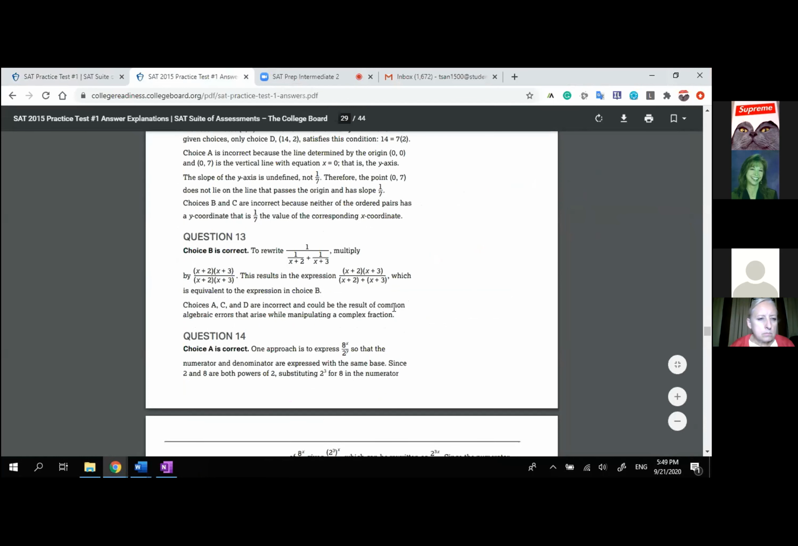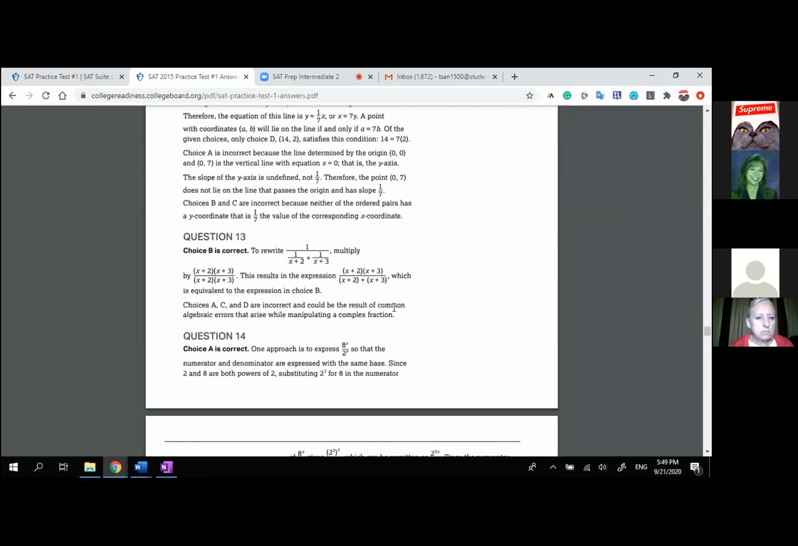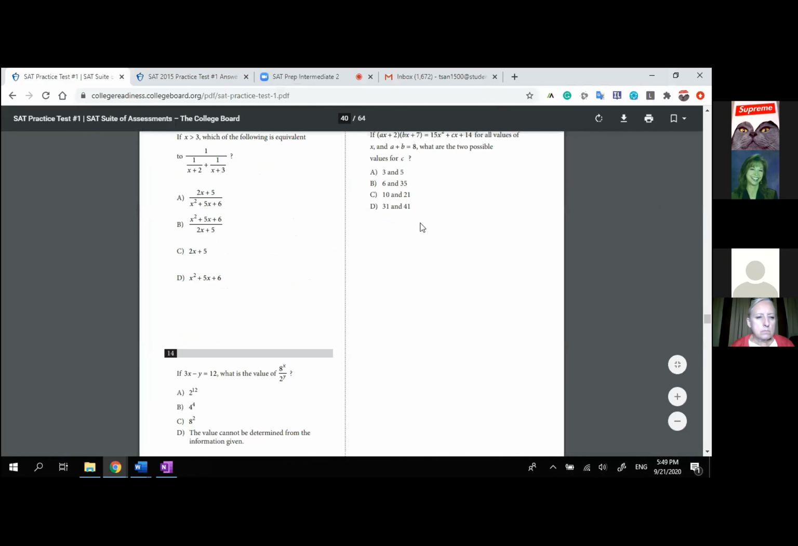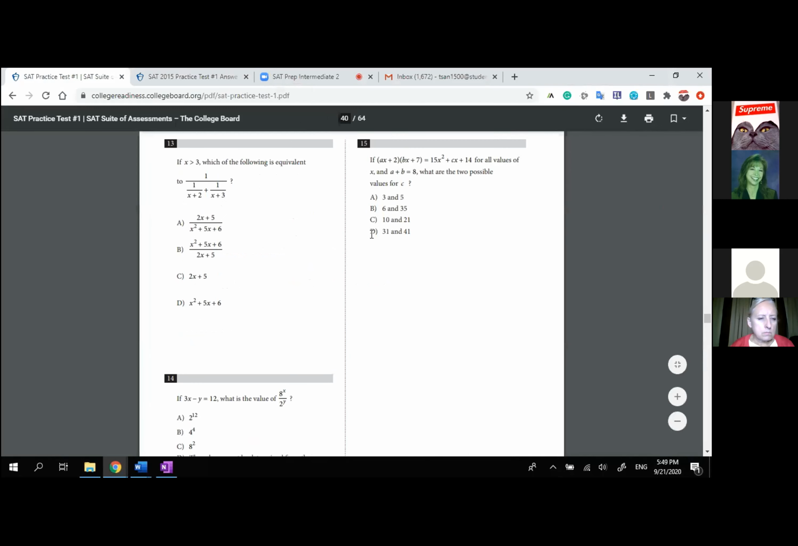Alrighty, so choice B is correct. Yes. Someone did ask what the actual answer is. Oh, for that past one? Yeah, I guess they missed it. Sorry, the correct answer is D here, 31 and 41.